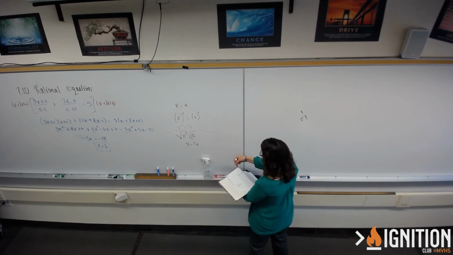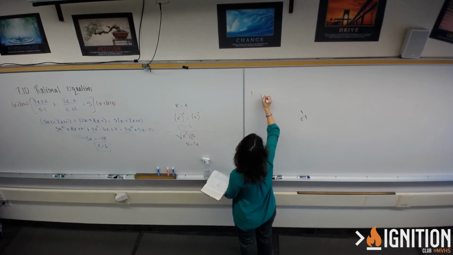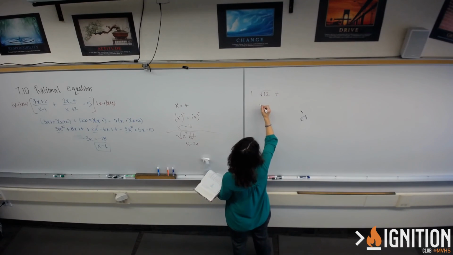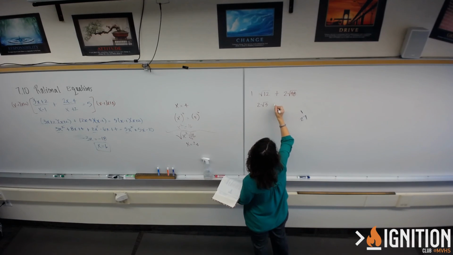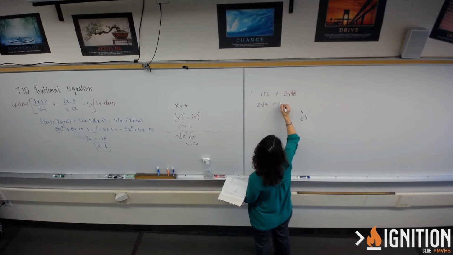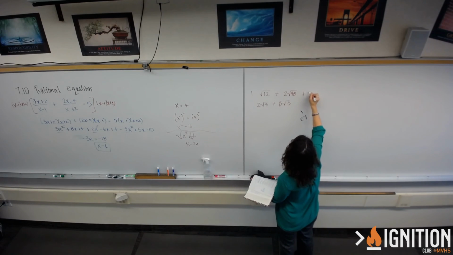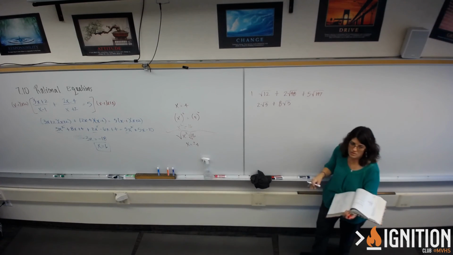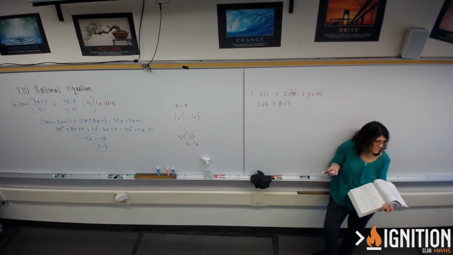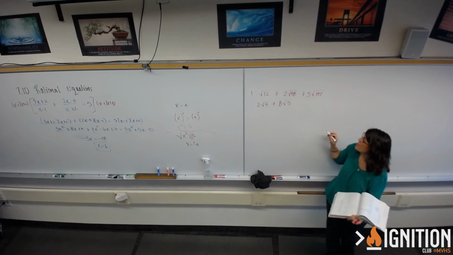Number 1, turn them into like terms. They're not like terms, but they can be. Root 12 is 2 root 3. 2 root 48 is 8 root 3. 5 root 147. Okay, so I don't know root 147 off the top of my head, but I'm assuming it's probably going to be a 3 left over. So 147 divided by 3 is 49.